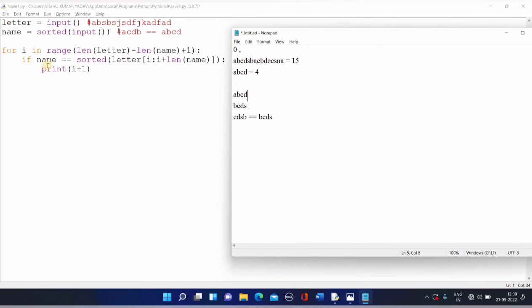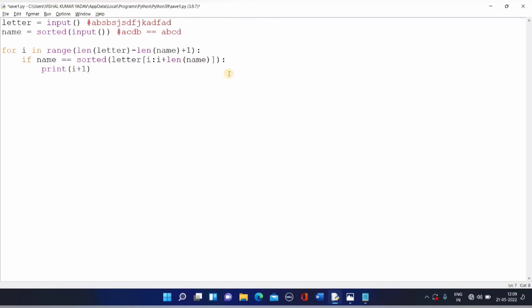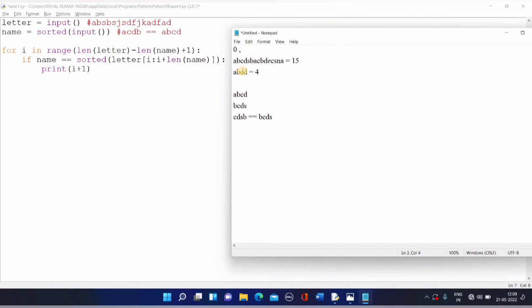Now see, what it will be doing is, here I'm checking if name is equal to this sorted letter or not. This is my sorted letter and this is my name. They both are equal to each other, so it will print i plus 1, because the value of i is 0. Word A is at index 0, but for human understanding you have to write that it is at the first index. That is why I've written i plus 1.